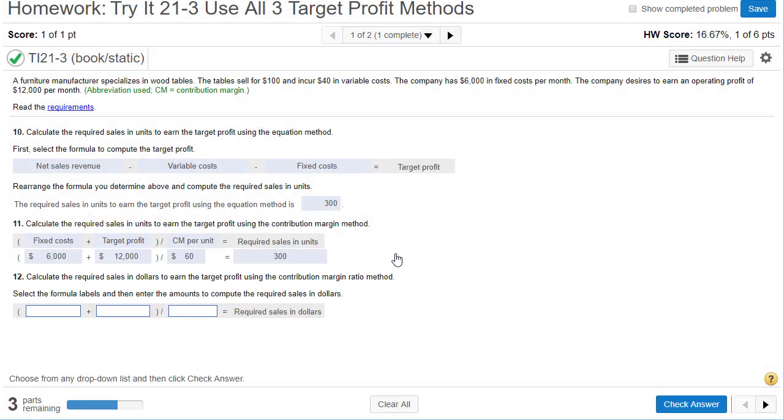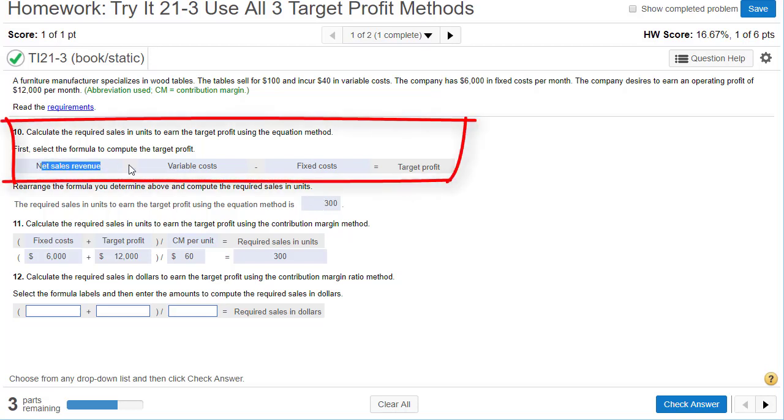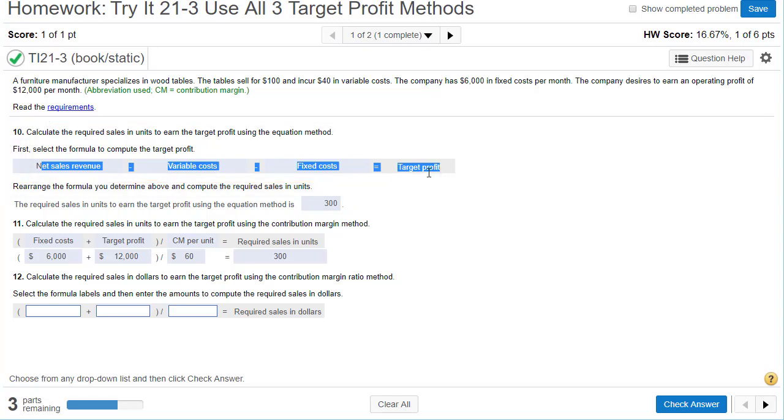So to be honest with you, when you're doing this first method, you do need to know this formula. Because if you don't understand that, then you're kind of in trouble. But you don't have to go through this long, clunky method to figure out this 300. You can just instead use this method to calculate the same 300.